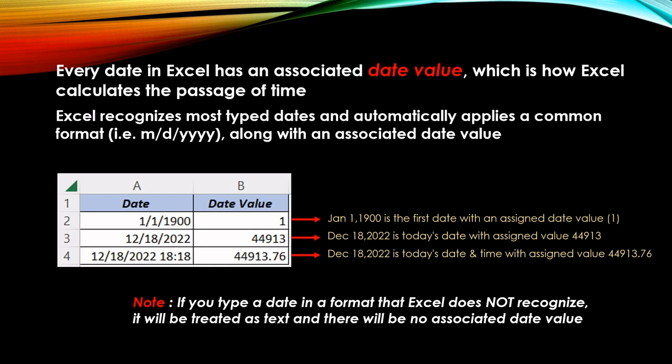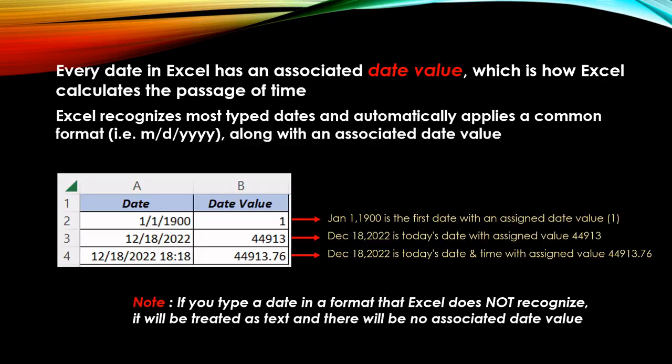Excel is actually really smart about dates. It categorizes most typed dates and automatically applies a common date format. In most cases, it will be month/day/year with four digits, along with its associated date value. The way to check if your entry is recognized as a date is to right click, go into the cell format and switch to General. It will show you if there's an underlying date value. I will show you an example of that right now.